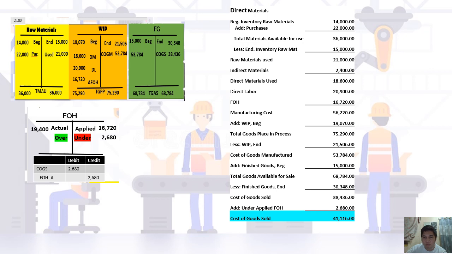ang cost of goods sold before adjustment na 38,436. Add lang natin yung under-applied kasi sinabi ng problem, i-effected daw natin yung under-applied kahit hindi pa end of the year. So, add natin yung under-application na 2,680. So, the revised cost of goods sold based on actual cost is 41,116 pesos.